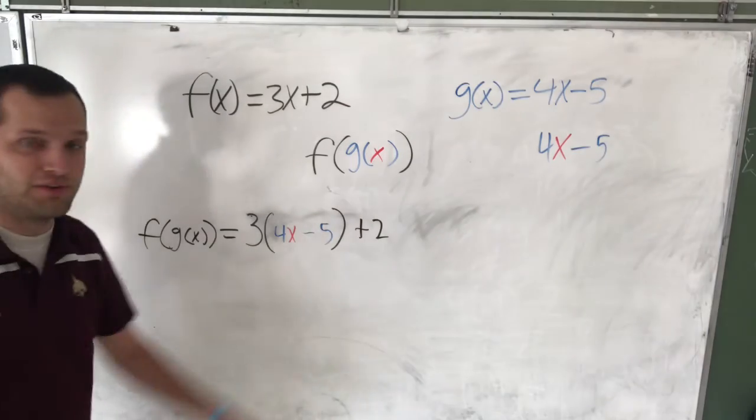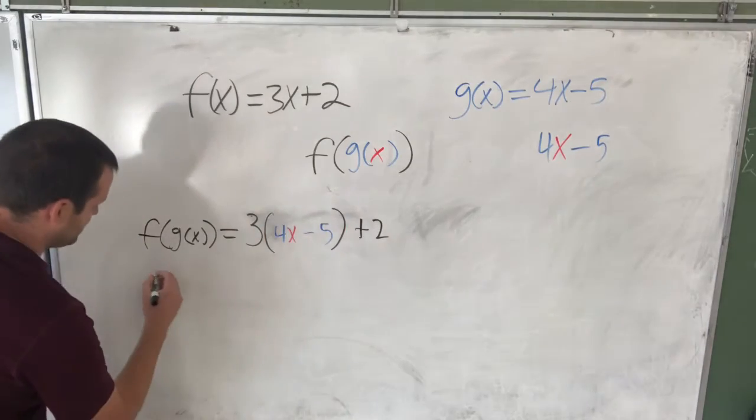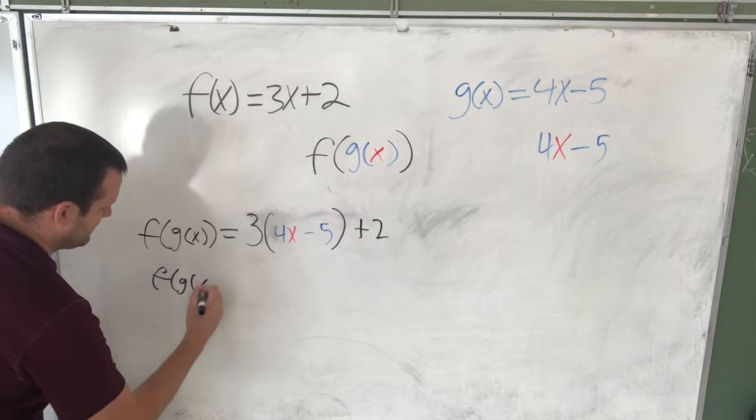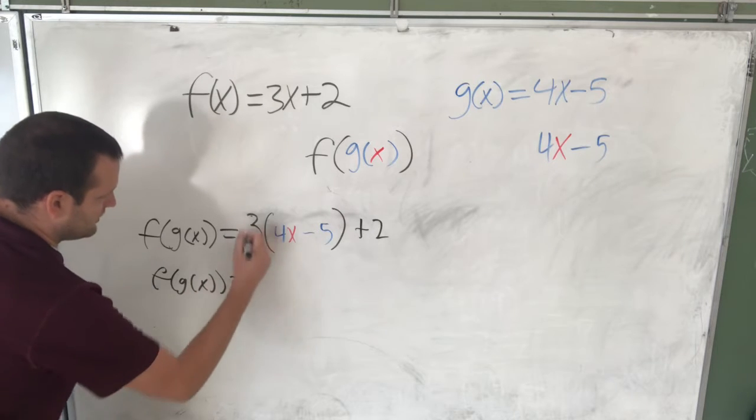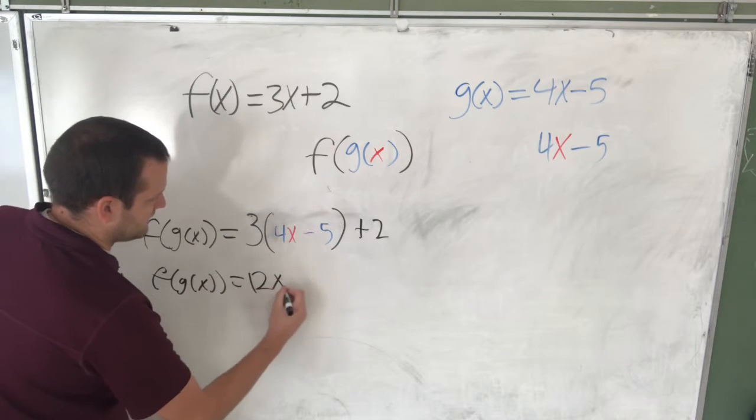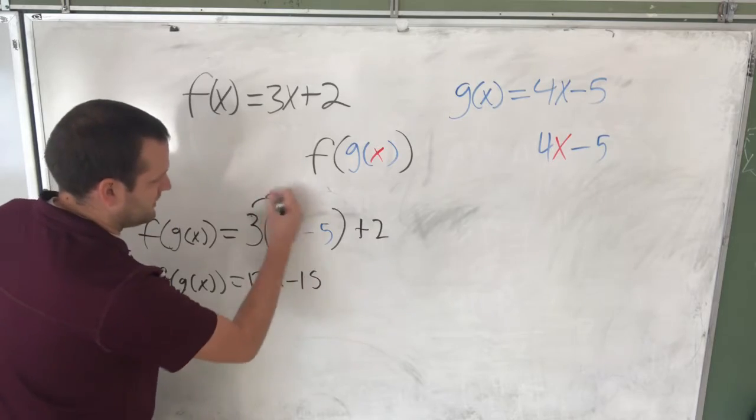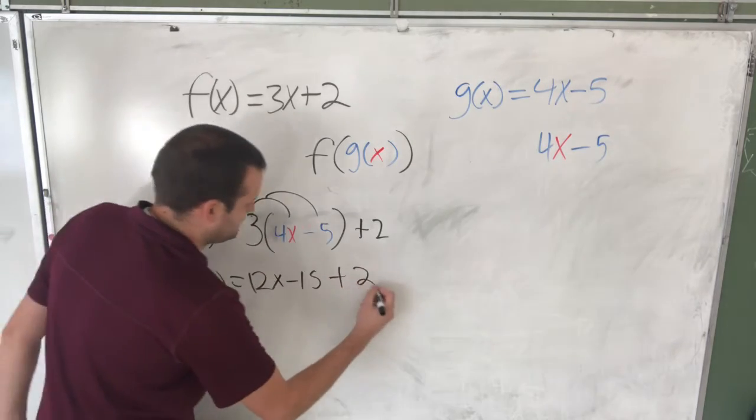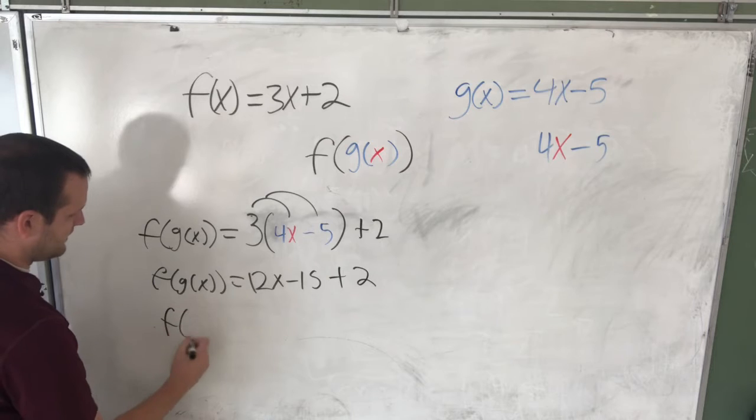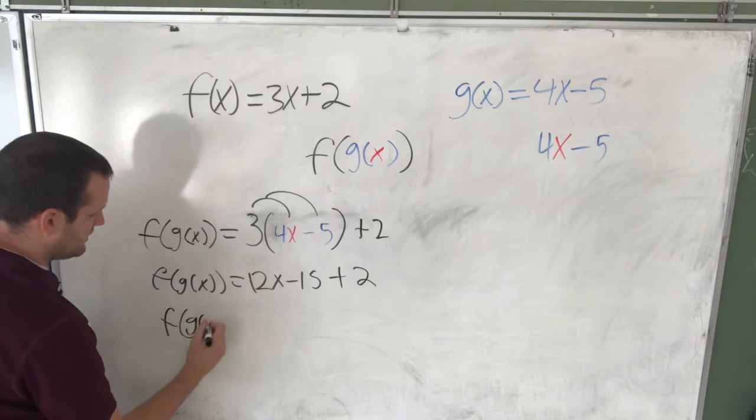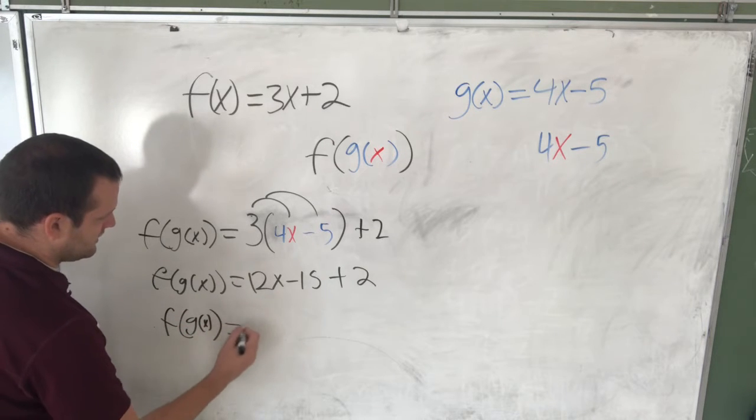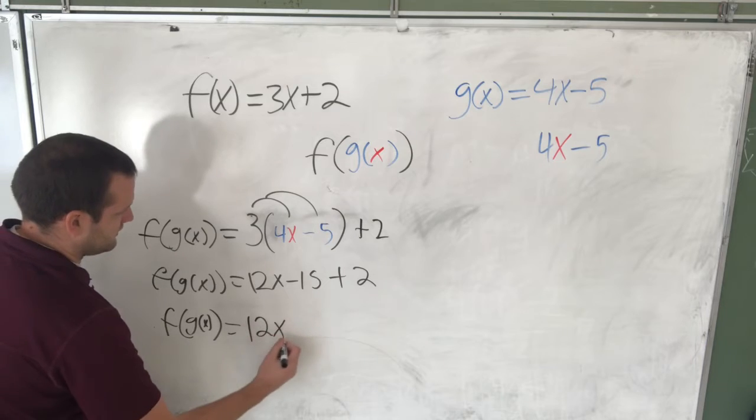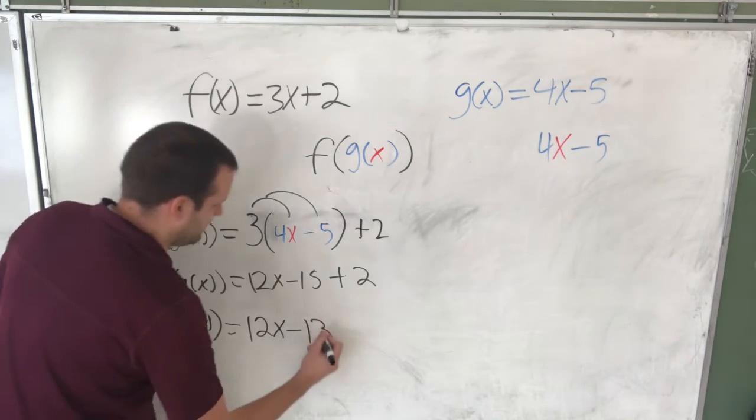We could simplify it a little bit. We could distribute the 3. So f of g of x equals 12x minus 15. I distributed that 3 all the way through. Plus 2, I can simplify it one more step. f of g of x equals 12x minus 13.